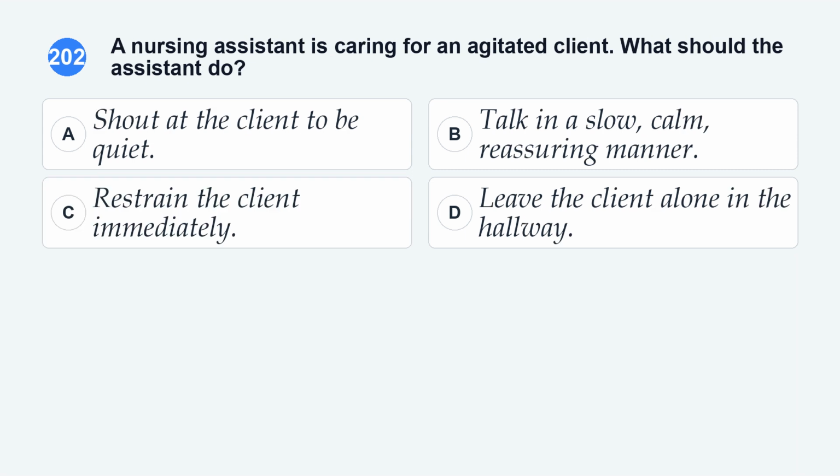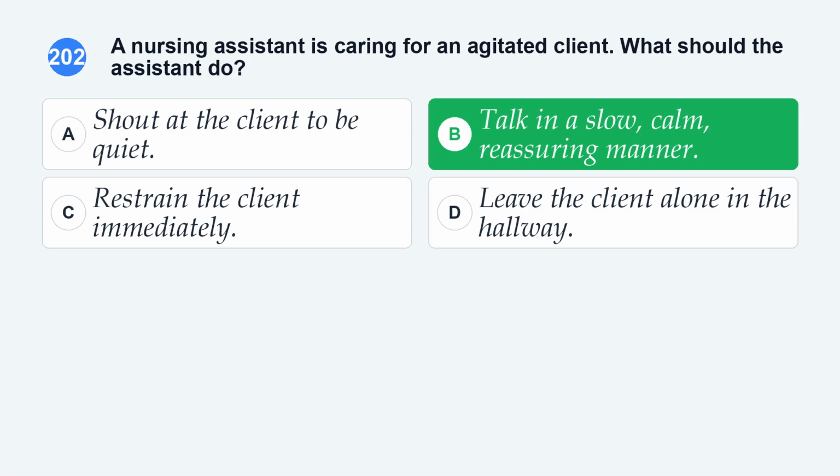Question 202. A nursing assistant is caring for an agitated client. What should the assistant do? Option A, shout at the client to be quiet. Option B, talk in a slow, calm, reassuring manner. Option C, restrain the client immediately. Option D, leave the client alone in the hallway.